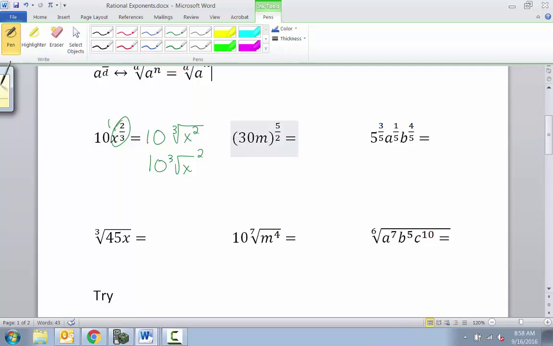All right, next. Now both of them are going to be in the radical because we have parentheses, 30m. My index is 2, and I don't have to write that. And then 5 is our exponent. And I would keep it there, not inside, because then you'd have to write it in parentheses still, so just keep it on the outside. The next one, well, we have 3 things, but they all have the same denominator. So they all have the same index of 5. And then we have 5 cubed, a to the first, and b to the 4th. So put them all in there together.